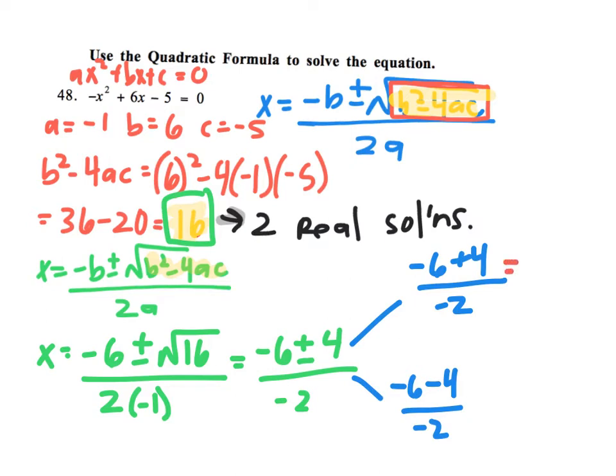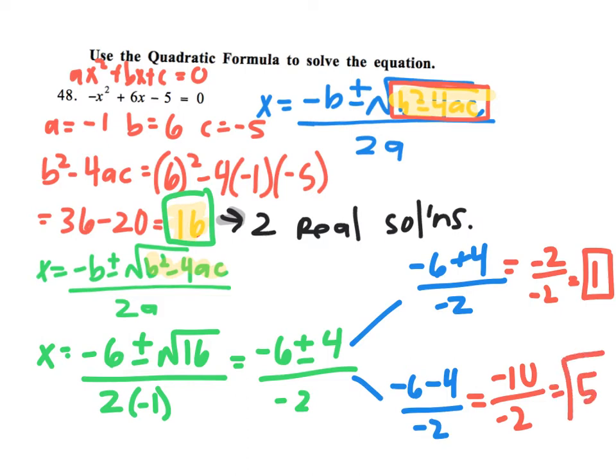My first one on top, we have what? -6 plus 4, which is -2 over -2, which is the same as 1. My second one, we are going to end up with -6 minus 4, which is -10 over -2, which is 5. And those are my two answers, 1 and 5.